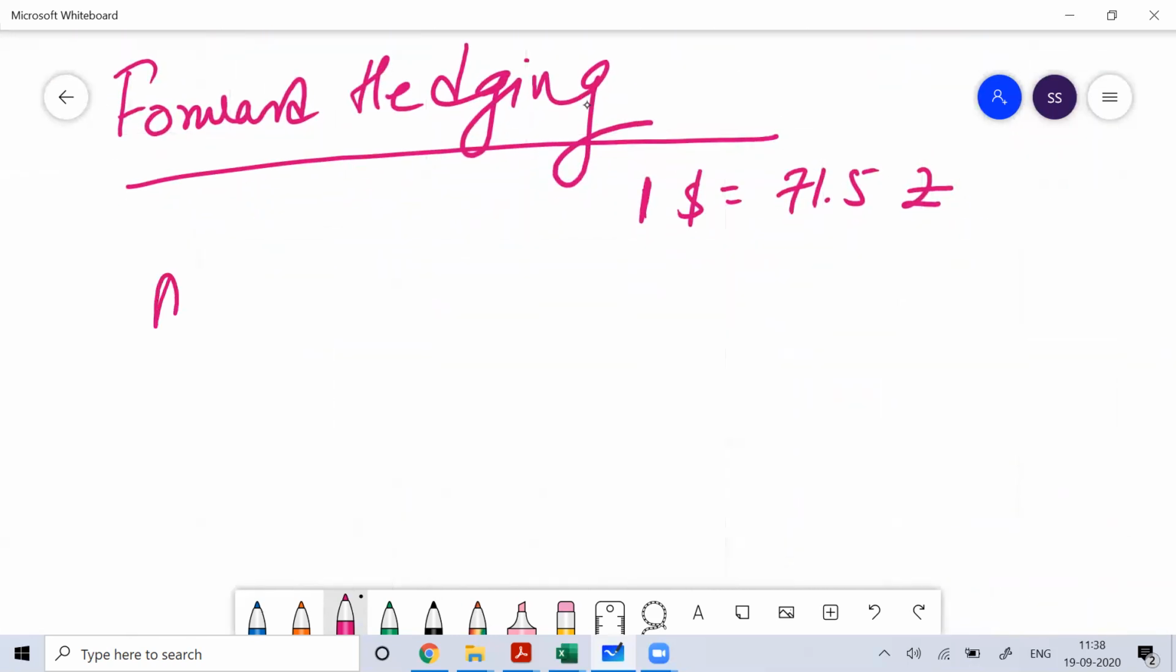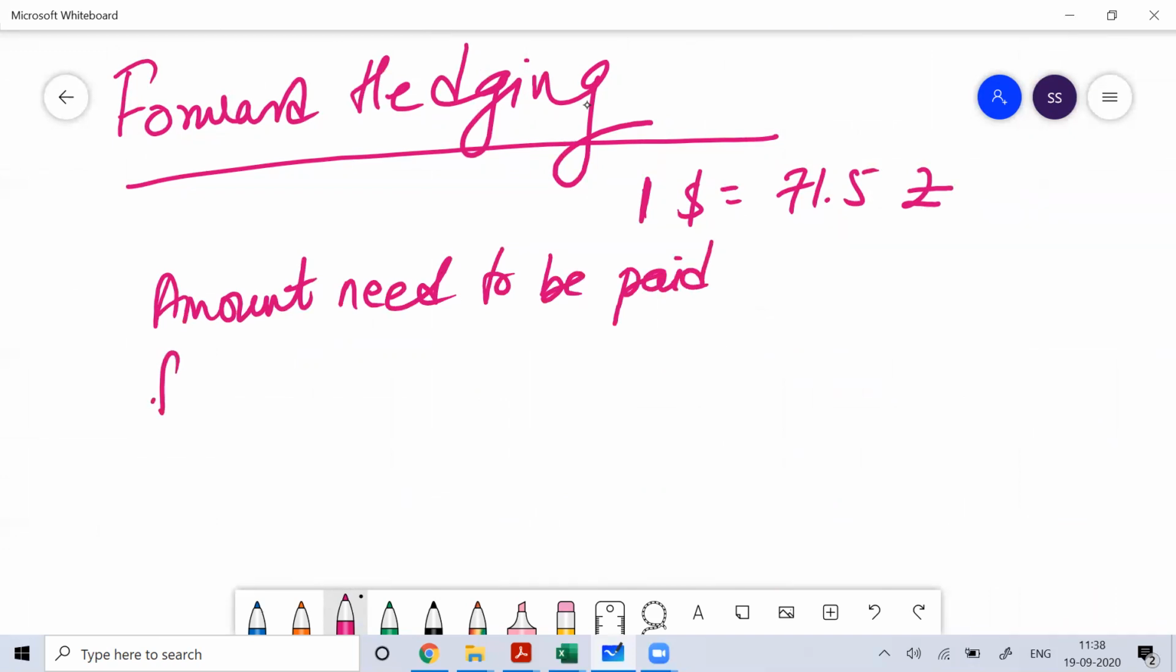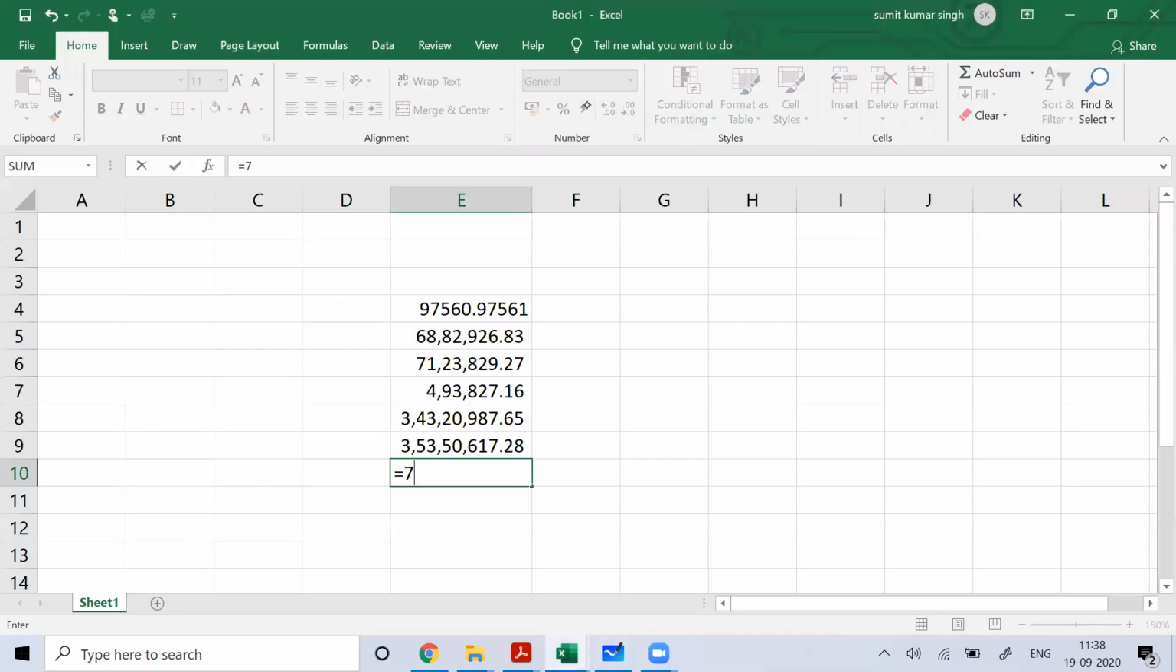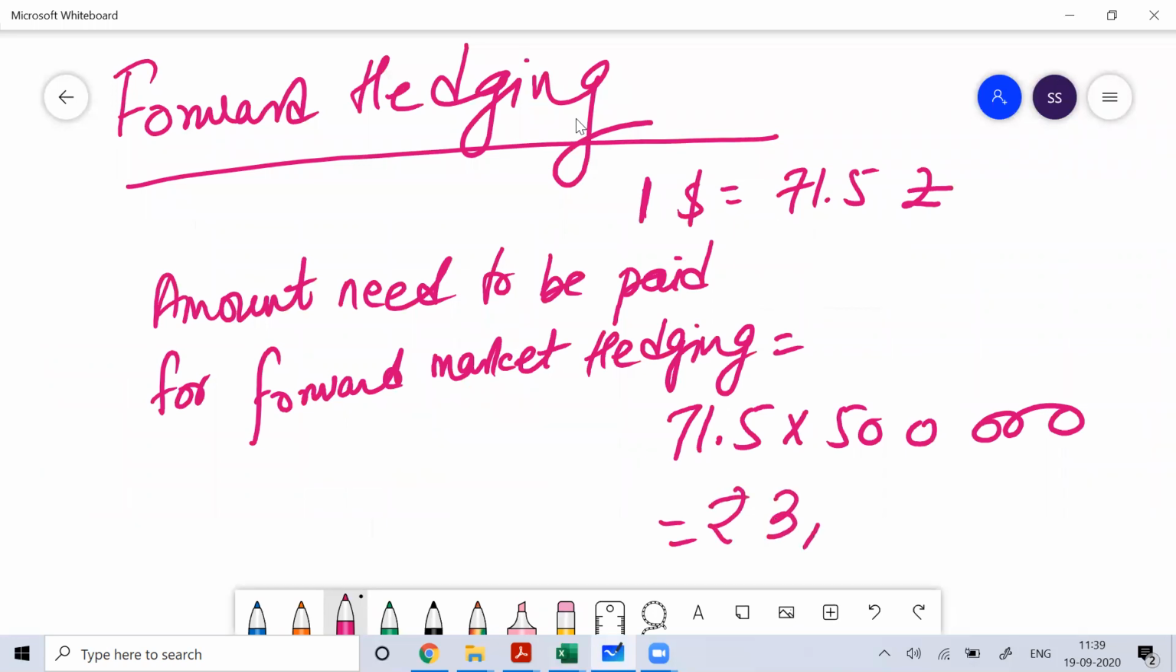Okay, so the amount that needs to be paid for forward market hedging will be 71.5 into 5 lakh. That is 3 crore 57 lakh 50,000.